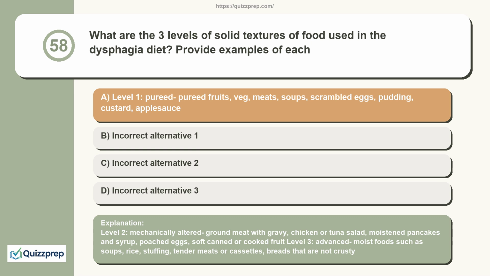Level 2. Mechanically altered: ground meat with gravy, chicken or tuna salad, moistened pancakes and syrup, poached eggs, soft canned or cooked fruit. Level 3. Advanced: moist foods such as soups, rice, stuffing, tender meats or casseroles, breads that are not crusty.